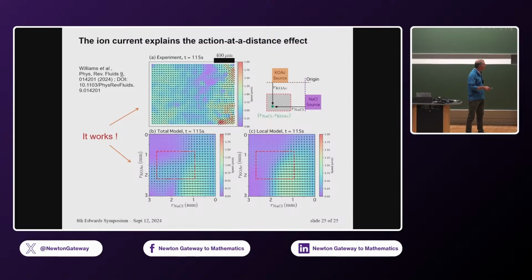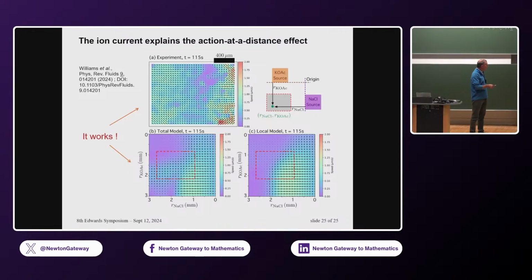So if you just include the local terms in diffusiophoresis, this is what you get. You see there's a strong diffusiophoretic drift up the sodium chloride gradient. There's essentially nothing happening around potassium acetate because that's chosen to be diffusiophoretically neutral. But basically there's nothing happening down in this corner here.